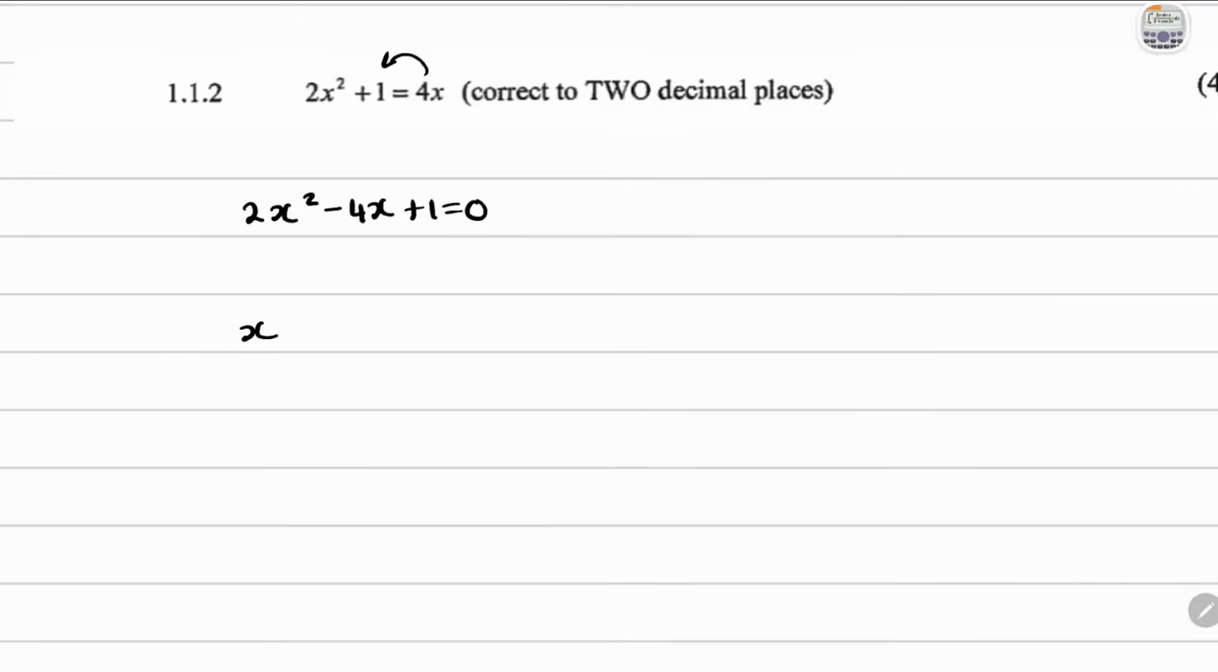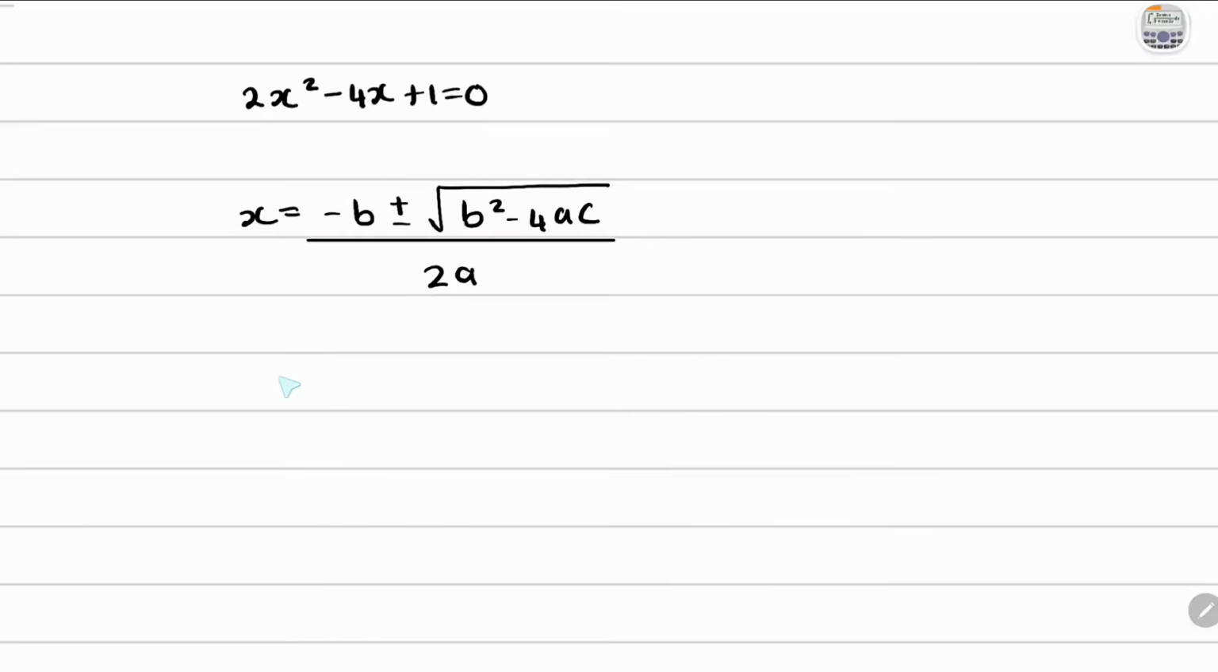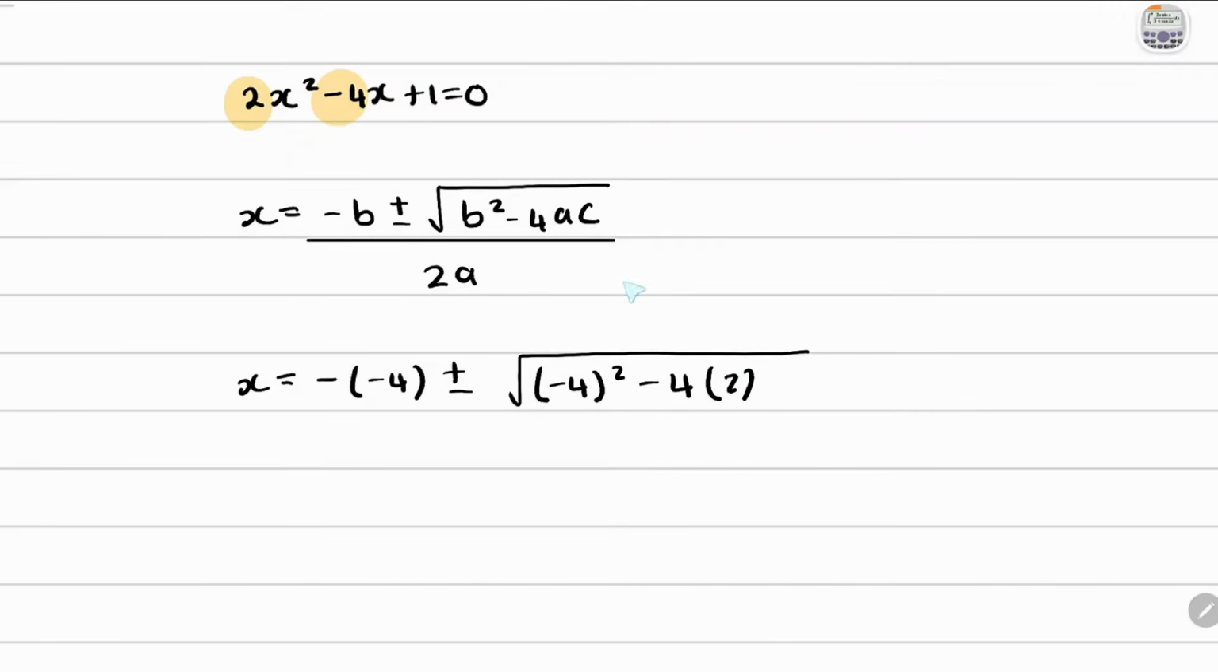Okay, so our quadratic formula looks like this. And now all we have to do is substitute. So x is equal to negative, and you see that the b value, the number in front of x, is negative 4. So negative bracket negative 4 plus minus the square root of negative 4 squared, because that's b, minus 4, and then our a value is 2, and our c value, as you can see, is positive 1. So times 1 all over 2a, and a is 2.